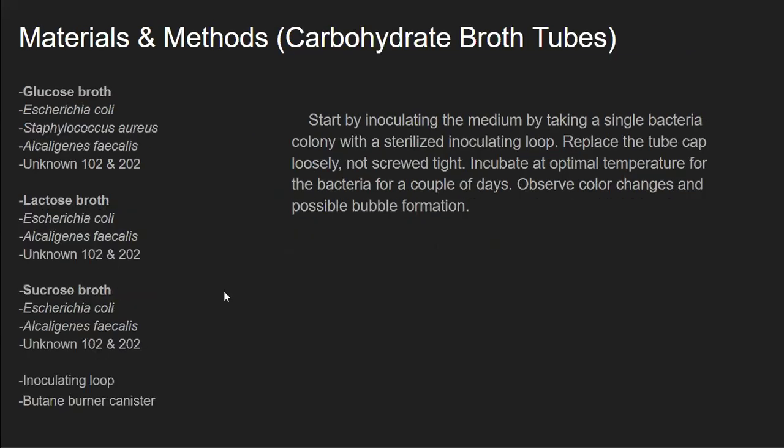The materials and methods for the carbohydrate broth tubes. These are the materials. Start by inoculating the medium by taking a single bacteria colony with a sterilized inoculating loop. Replace the tube cap loosely, not screwed tight. Incubate at optimal temperature for the bacteria for a couple of days. Observe color changes and possible bubble formation.